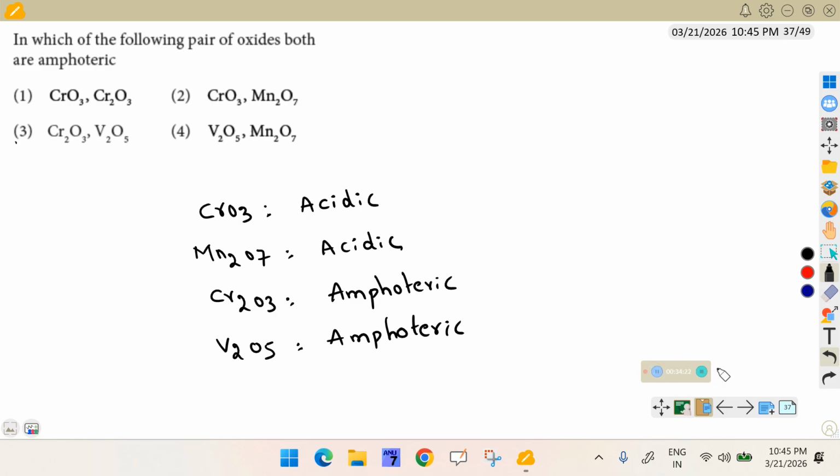Which of the following pairs of oxides both are amphoteric? Both are amphoteric. Cr2O3 and V2O5 are amphoteric.